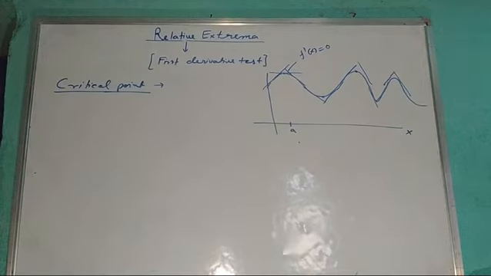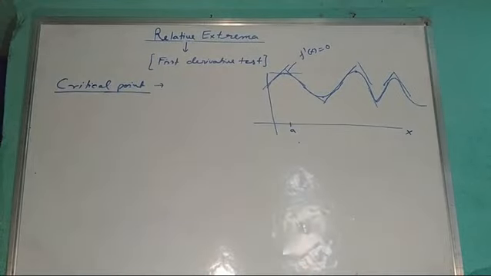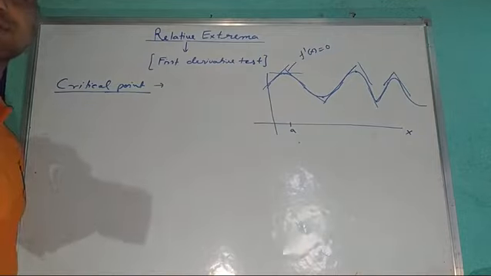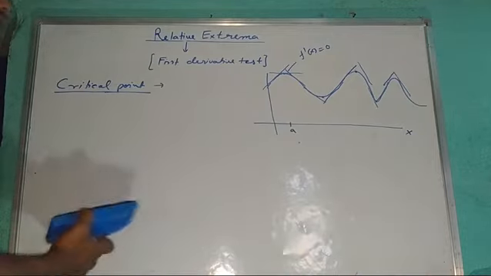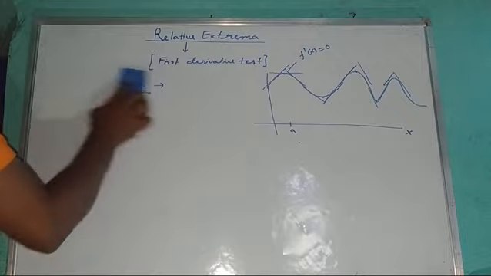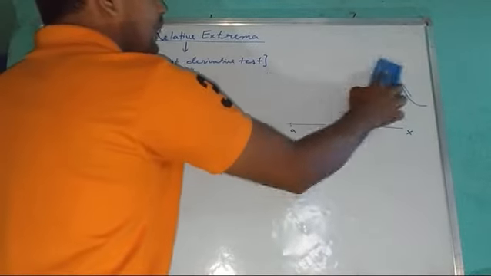Okay. So a critical point is a point at which the first derivative of the function is equal to 0 or the function changes its slope from positive to negative or negative to positive. Okay, students, this is the critical point. Now, the second topic is relative extrema.